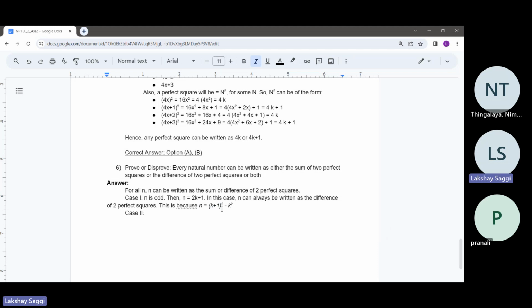Because you can expand this k plus 1 whole square, it will be k square plus 2k plus 1, and subtracting k square from it, we will only be left with this 2k plus 1. So there are these two numbers k plus 1 and k. So k plus 1 whole squared and k squared are actually perfect squares. So the difference of these two perfect squares is actually equal to 2k plus 1 indeed. So is it clear? Is this place clear that if n is odd, then it can always be written as difference of two perfect squares?